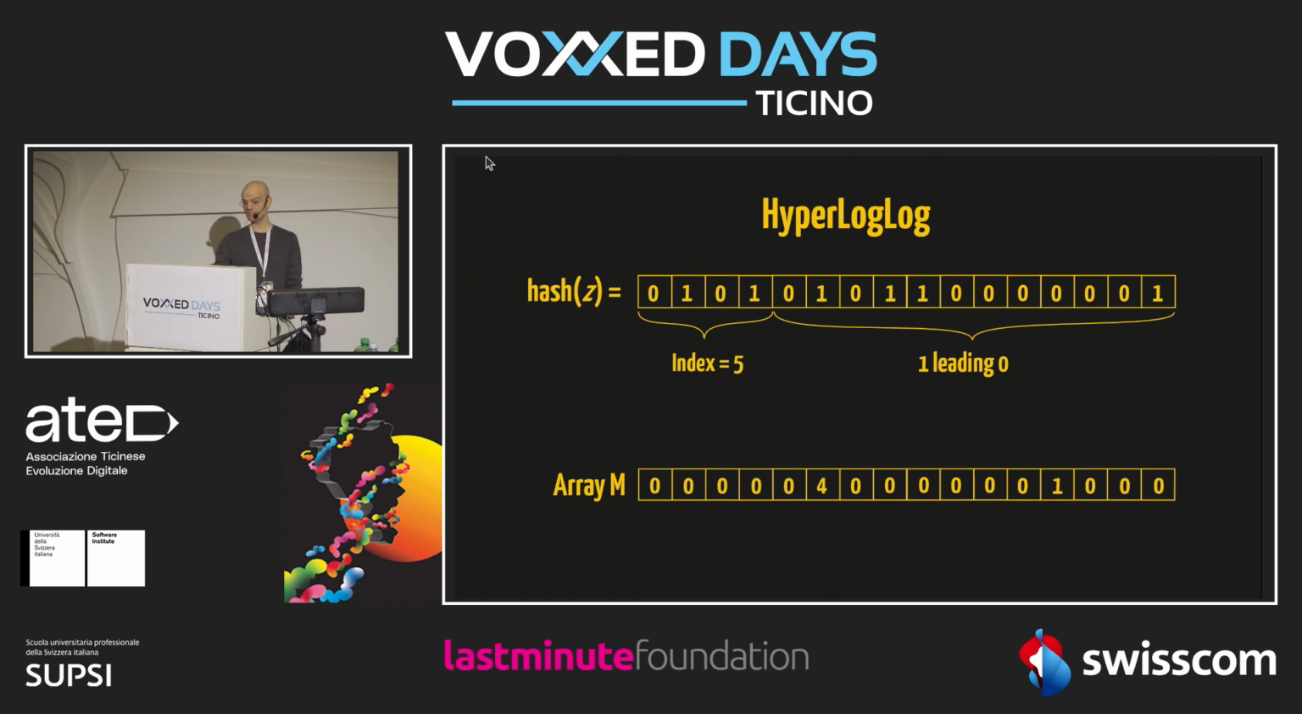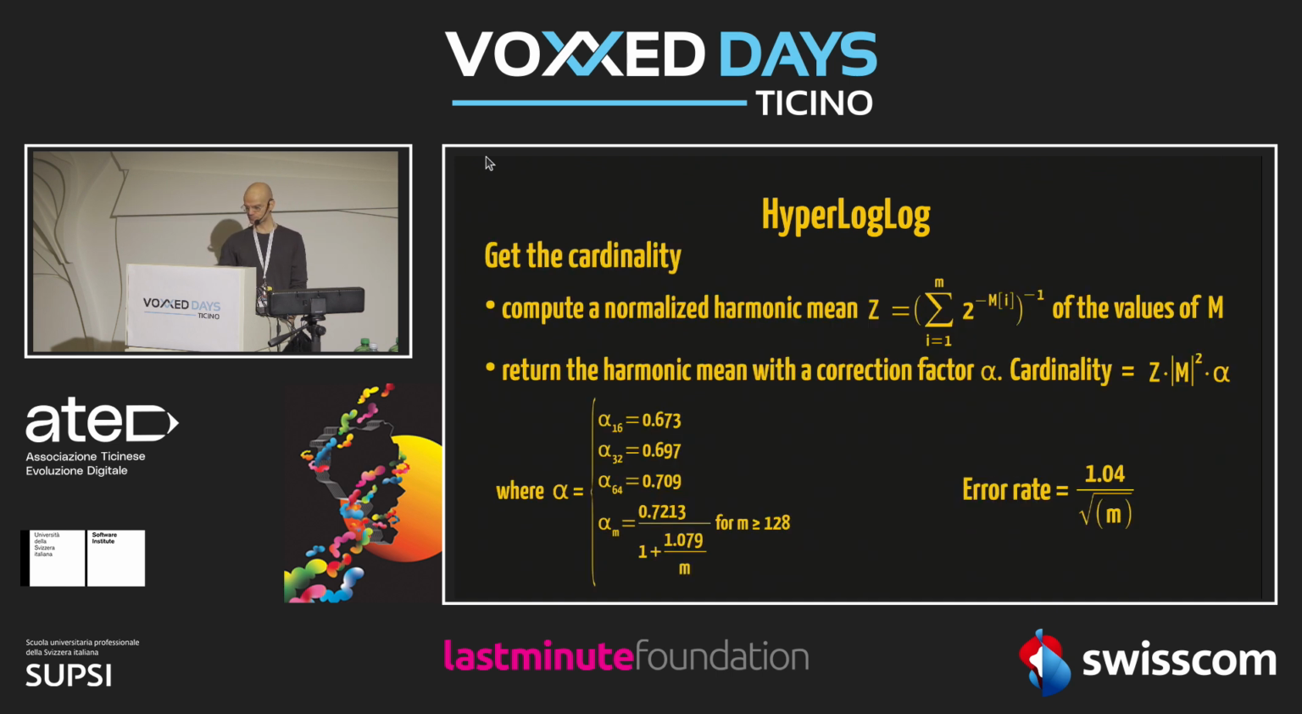Z maps to the same index as one item that we inserted before, but it has only one leading 0, and the value was 4 before. So we don't change it because it's lesser, and we keep the one that was existing. So in this way, we fill up the array with all these values, and how do we get the cardinality?